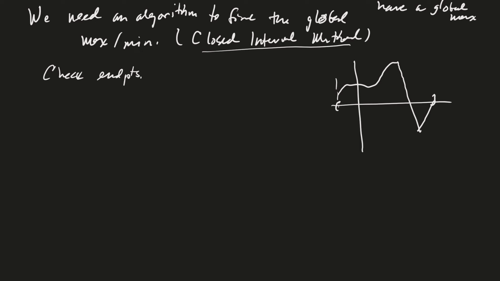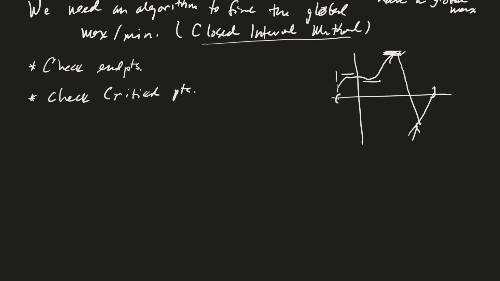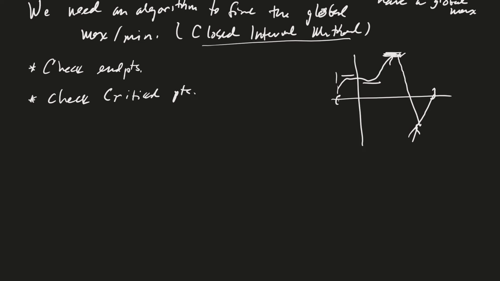We also have to check where the derivative is equal to zero. Maybe the derivative is zero here, and then it does not exist there. So check those points. Is there a name for them? By the way, there's another point where the derivative does not exist. Critical points. So the algorithm is basically just checking endpoints and critical points and finding the max or min. Let's write that down as an algorithm.